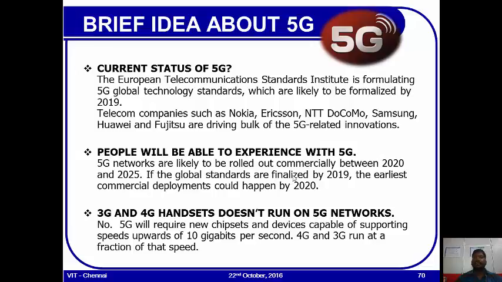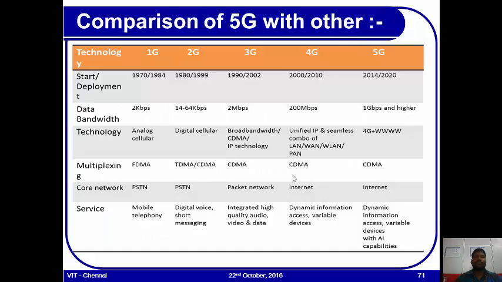Will 3G and 4G devices run on the 5G networks? The answer is no. 5G requires new chipsets and devices capable of supporting speeds upward of 10 gigabits per second. 4G and 3G run at fractions of that speed. The great comparison was given. 5G, the deployment in the year 2020, the data rate in the order of 1 gigabits per second.